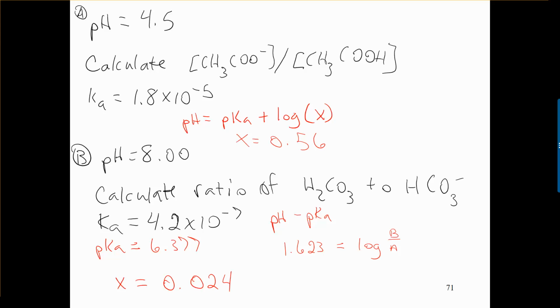1.623. Okay, and you're going to add that to your pKa, 6.377, equals 8. So you don't do a negative. Because if you took the log of 0.024, it would give you a negative number, right? When you're doing the anti-log, you include the negative in some situations, but in this situation, you don't put the negative.